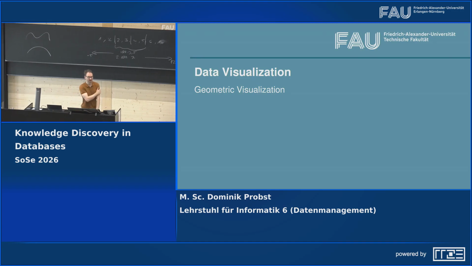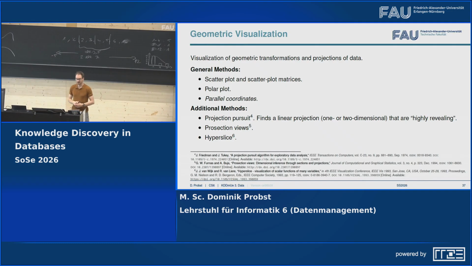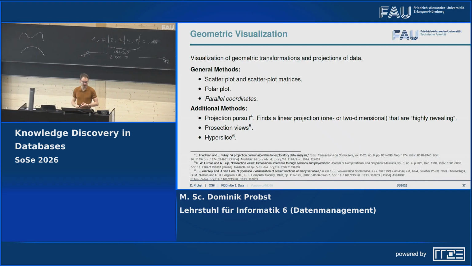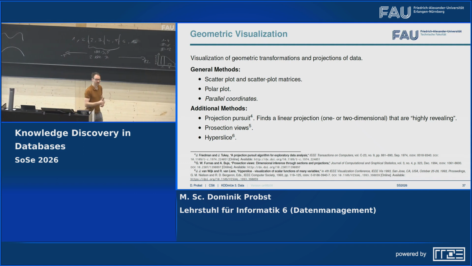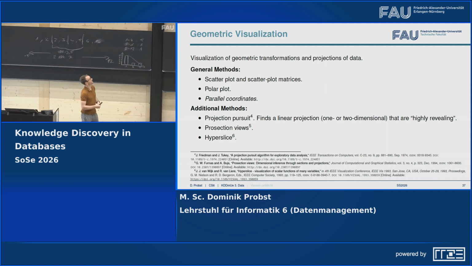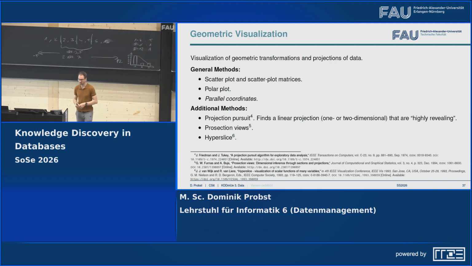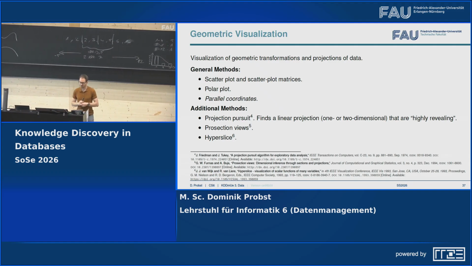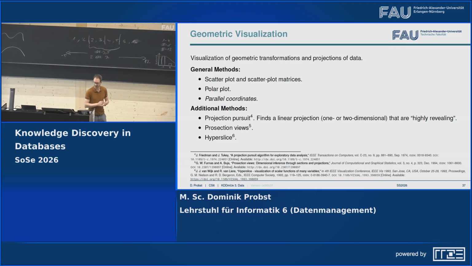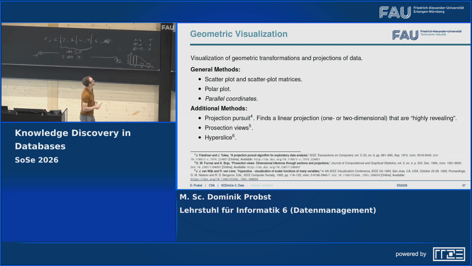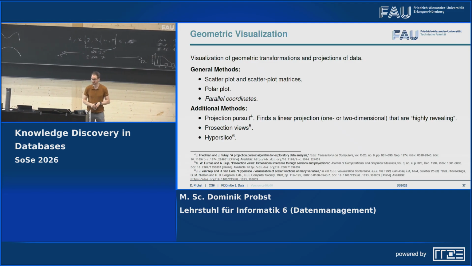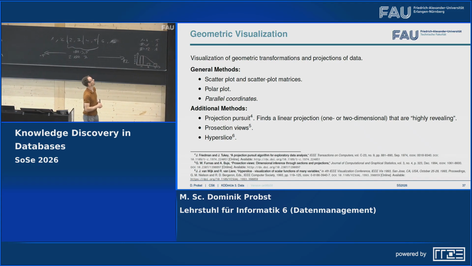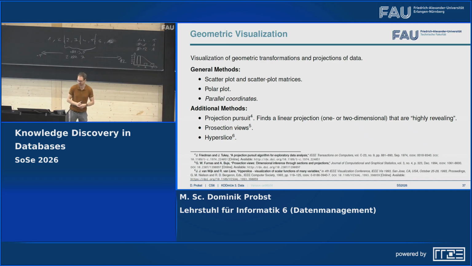Next thing, geometric visualizations. In geometric visualizations, we can also put scatter plots and scatter plot matrices into that. We can also talk about polar plots. There are some other methods like parallel coordinates, projection pursuit, projection fuse, and hyperslice, which we will not take a look at in KDD. However, these are also part of the geometric visualizations.